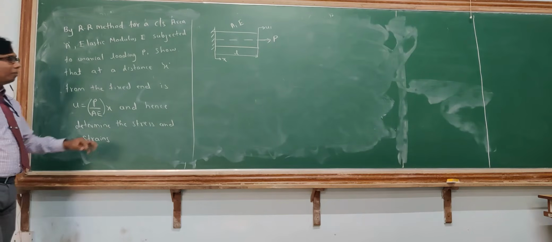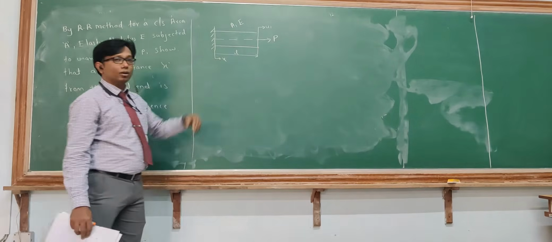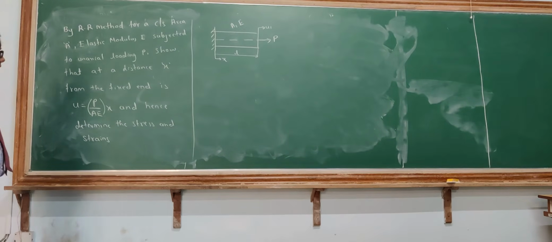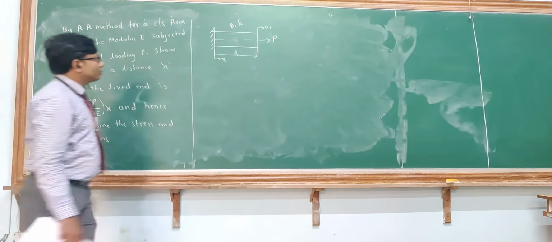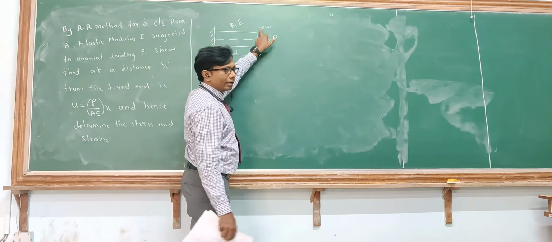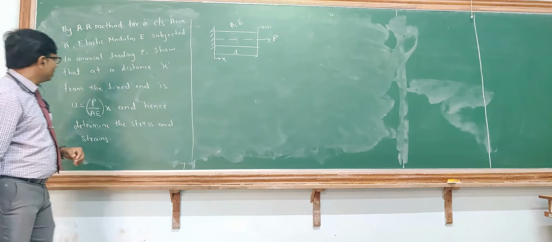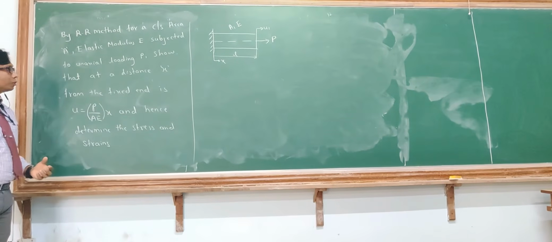So we have taken a bar which is being subjected to an axial load and it has a constant area, Young's modulus, and a load P is being applied. So as it is a uniaxial load, we need to prove that at this particular free end, the displacement equation is P by AE into X. I need to just prove that.